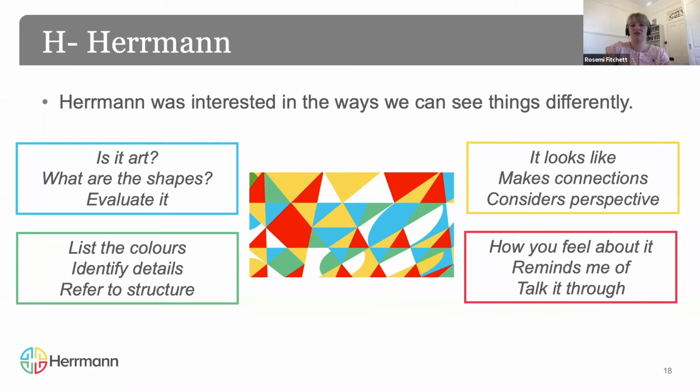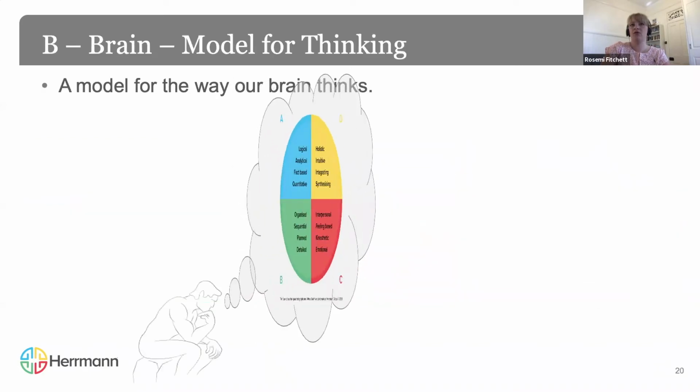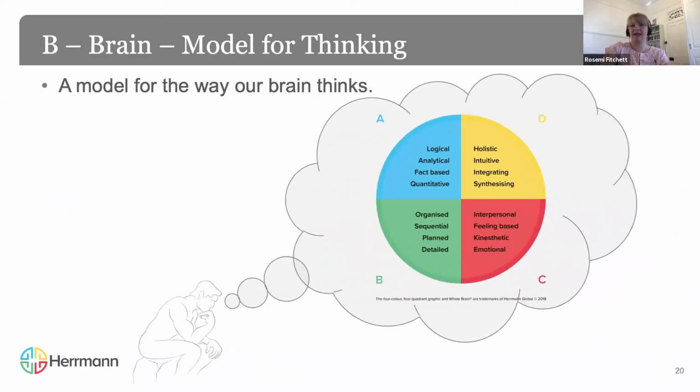It looks like Christmas. It reminds me of Christmas, or actually that's probably a little bit red, or where was it, origami or mountains, that fun. It's probably a bit red too. So you can see how some of these responses map into our different quadrants. And so this is what Ned was interested in. And using this concept of how do we see things differently, he created his model, a model for the way that our brain thinks. And so this is our 4-quadrant model, which we already know.